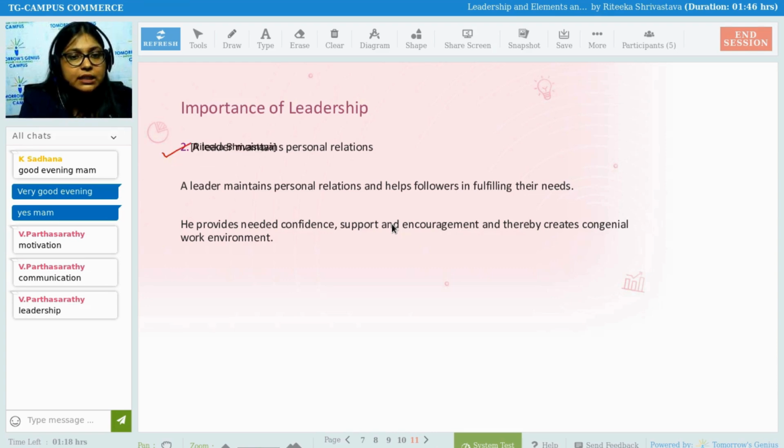Second is that a leader maintains personal relations. Yes, a leader always maintains personal relations with his subordinates. That is how the relationship grows, right? If the leader has a lot of ego and attitude, and always feels I am the superior, all the rest of them are subordinate to me, then all the subordinates are not going to like that leader, right? You will also not like it. If you are put into a circumstance where there is one person who becomes your leader, in general, in your school, take the example of your school.